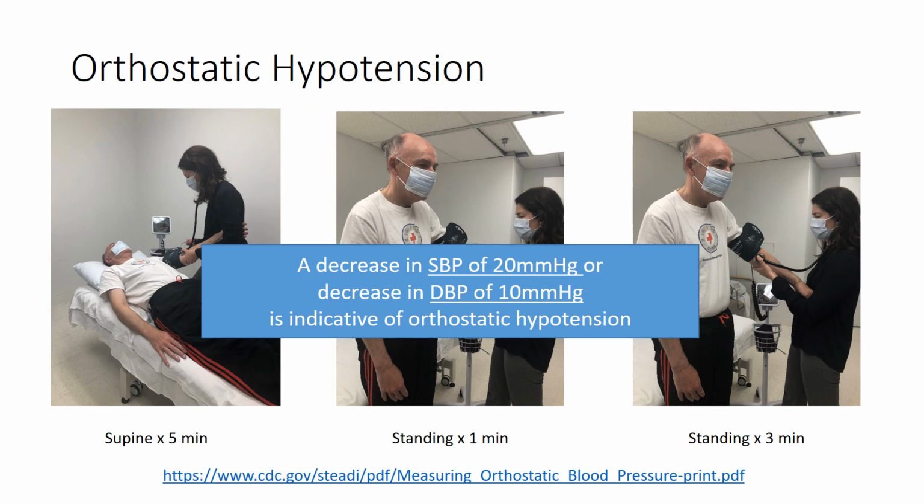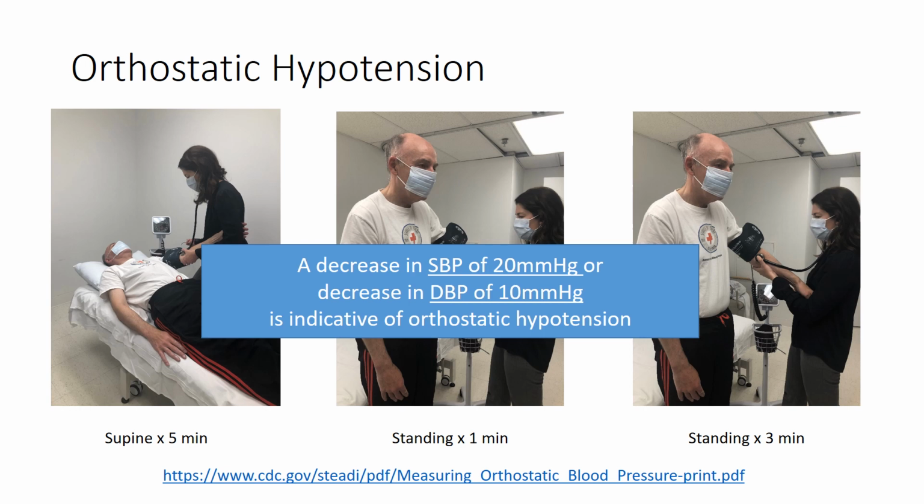Now, individuals with Parkinson's disease may experience autonomic dysfunction, which may alter what we would expect or the normal physiological response in terms of blood pressure and heart rate. So orthostatic hypotension is a relatively common condition in individuals with Parkinson's disease.